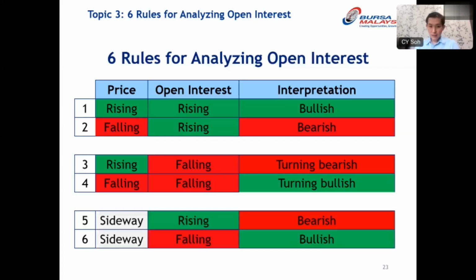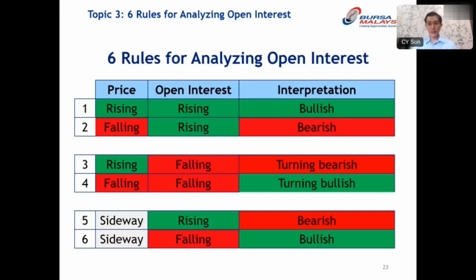Rule number 5 and number 6. Number 5 first, if the market goes sideways, but open interest is rising, of course, this signals a bearish market is going to come soon. And rule number 6, if the market goes sideways, but open interest is falling, this would indicate that the market may be bullish soon. So here you need to just familiarize yourself with rule number 1 until number 4.